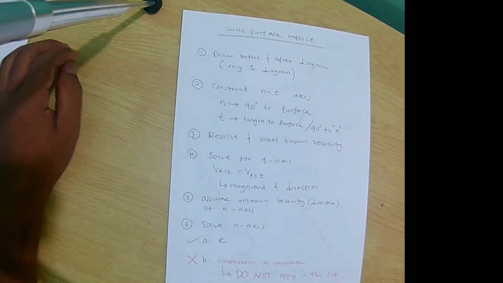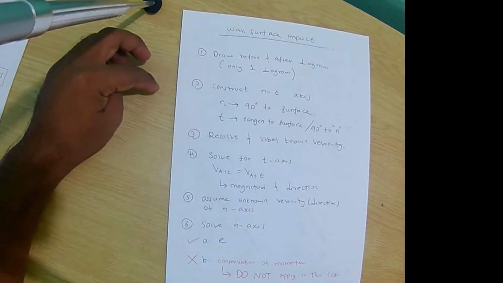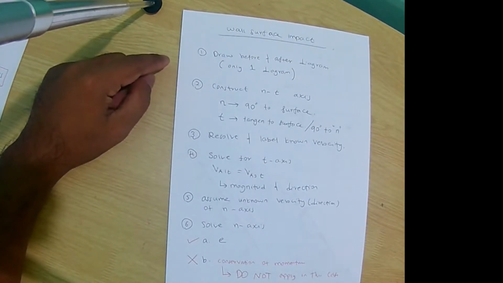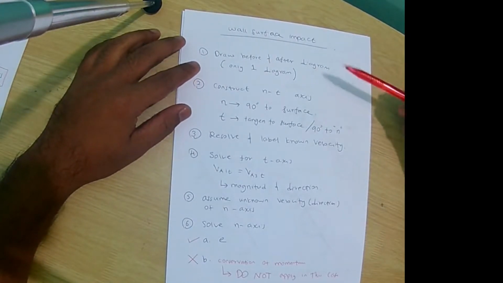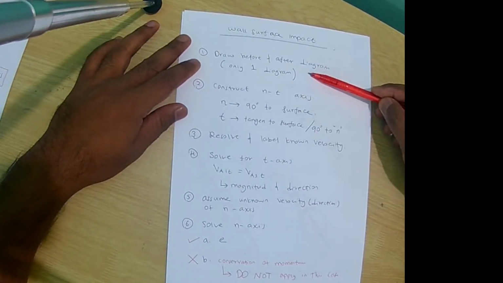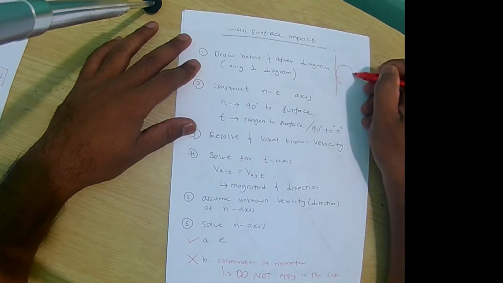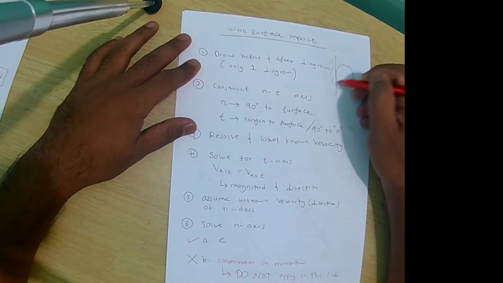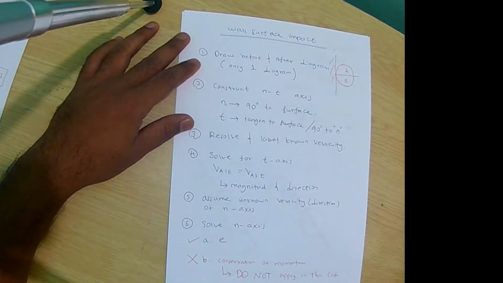Okay, so the last one is how to analyze problems involving wall surface impact. As I mentioned in my previous video, we only have one figure, before and after in only one figure. You have this one, this is the wall, this is before, this is after, only in one figure.